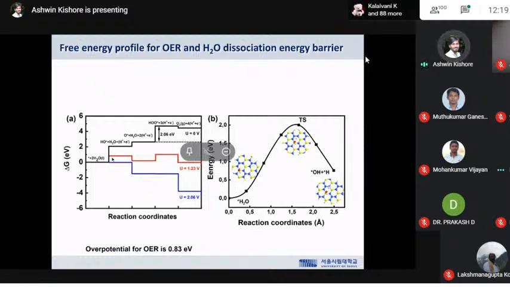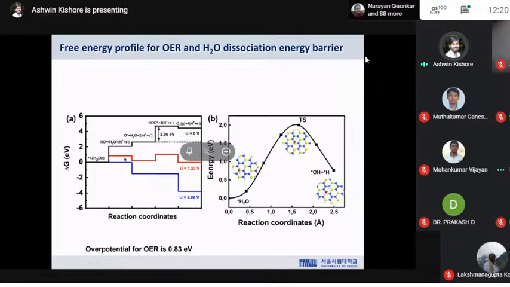Here at the equilibrium potential, two reaction steps are uphill, whereas the other two are downhill. So if you increase the electrode potential to 2.06 volt, all the reaction steps are downhill. So in order to have the oxygen evolution in the BN2 system, the electrode potential should be around 2.06 volt. Also, if you see the first reaction step of forming OH, and the third reaction step of formation of OOH is more energy demanding, and these steps also involve a proton extraction from water.